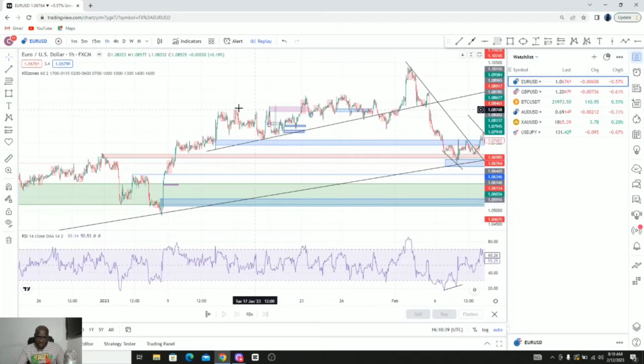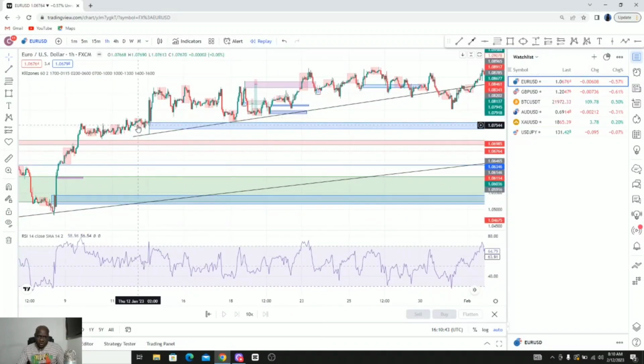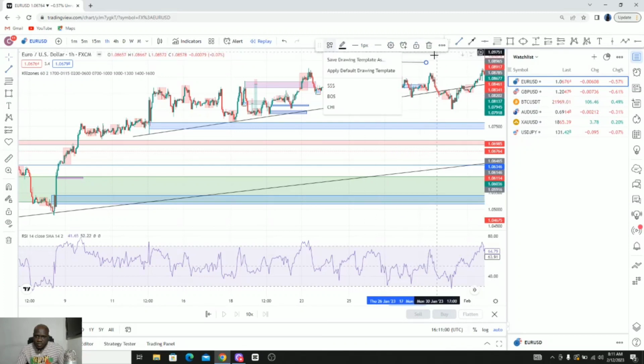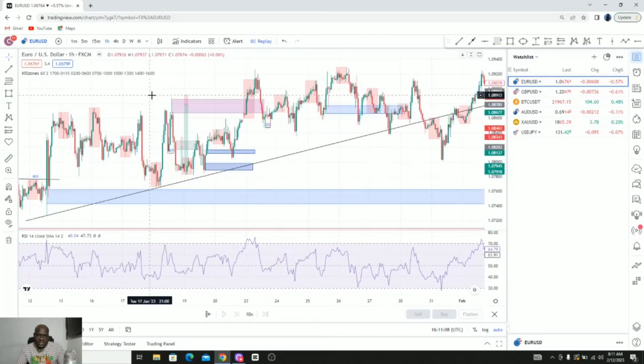So from this point on EUR USD, what did I say? This is where there was a break of structure on this first point. Let me signify it. There's a break of structure on this first point on EUR USD, a break of structure to the upside.